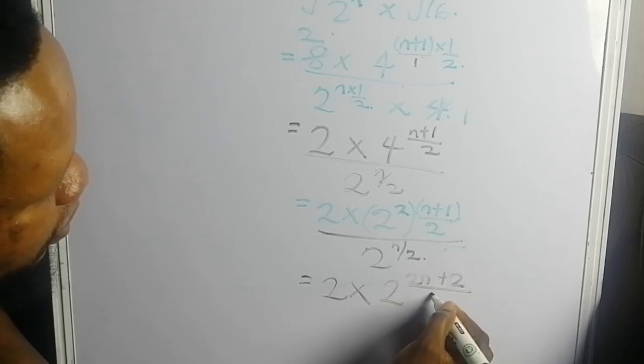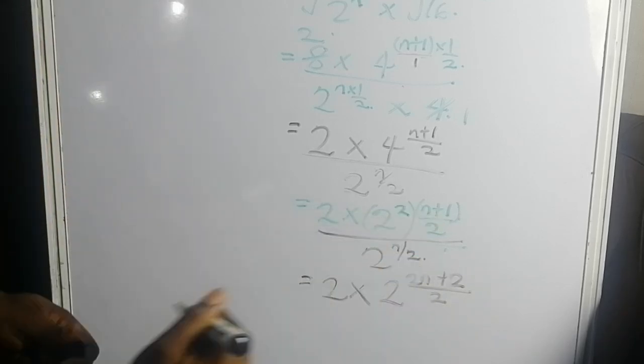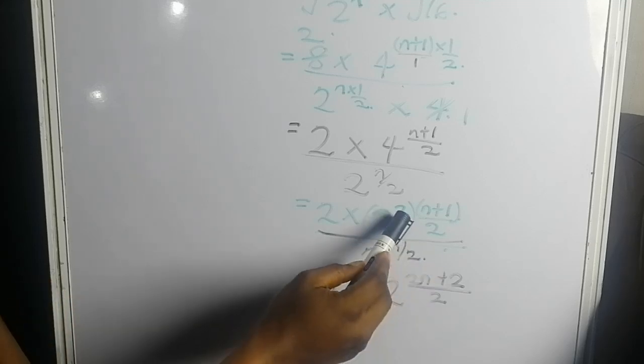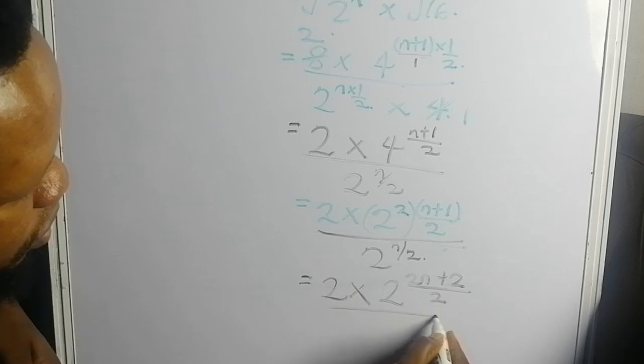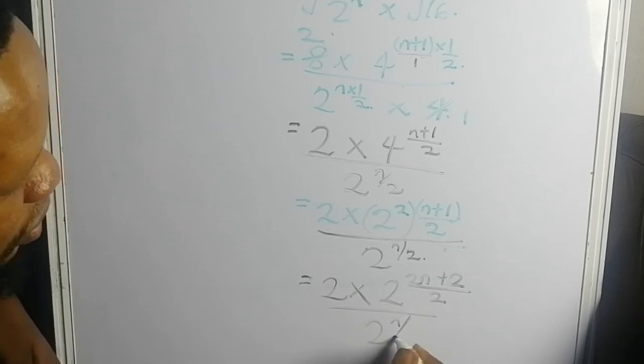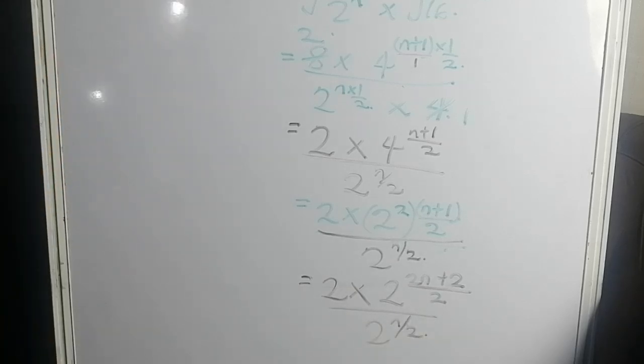Over 2. 2 times n, we give you 2n. 2 times 1, we give you 2. So you have 2n over 2. So it's as simple as that.